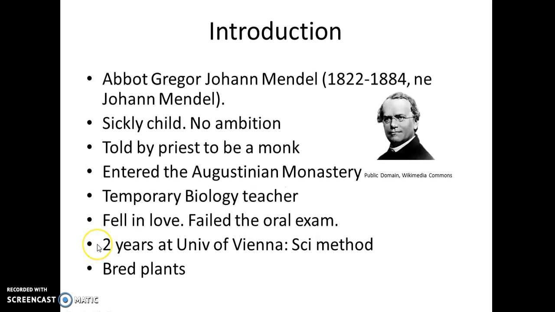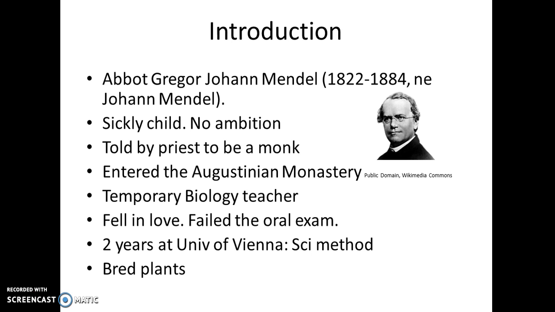So we're going to introduce genetics first with a discussion of the history of genetics. We're going to focus solely on one man, Johann Mendel. He lived from 1822 to 1884. He was a monk, so that's why they call him Abbot Gregor Johann Mendel, or Mendel. He was a sickly child.